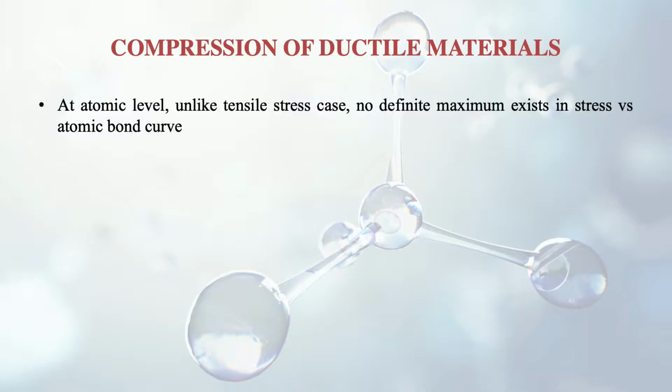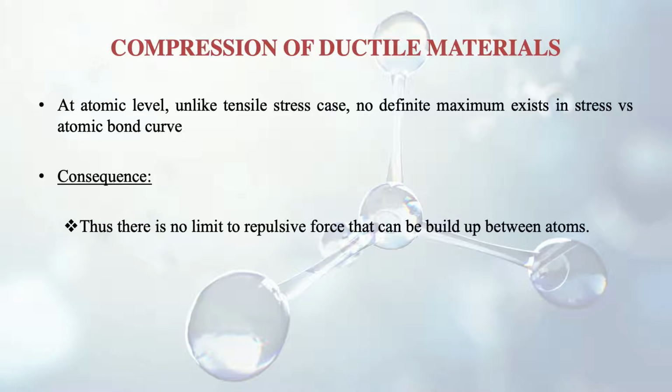At the atomic level, what happens? Unlike in the tensile stress case, no definite maximum exists in the stress versus atomic bond curve. Because of this, there is no limit to the repulsive force that can be built up between the atoms. So any amount of repulsive force can come in, but it cannot fracture the material. There is no limit for that.